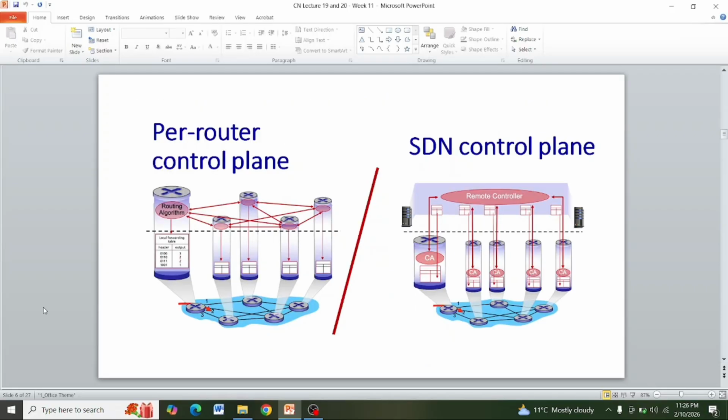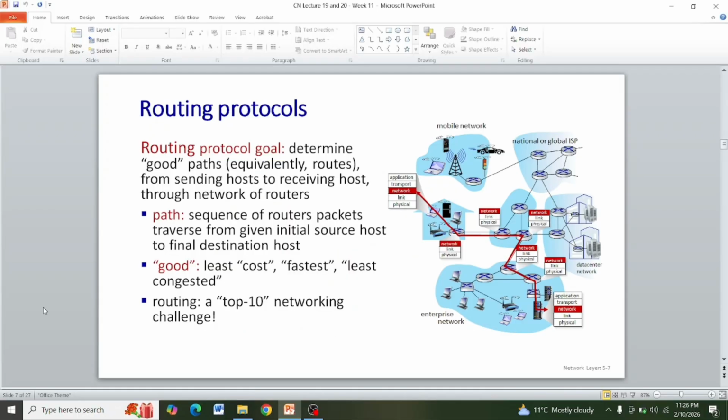So here we have two options. Which option are we going with? Are we going to follow the per router control plane? Are we going to use the SDN control plane? In case of larger networks, the software-defined networking control plane is a better option that helps organize the entire network very efficiently.